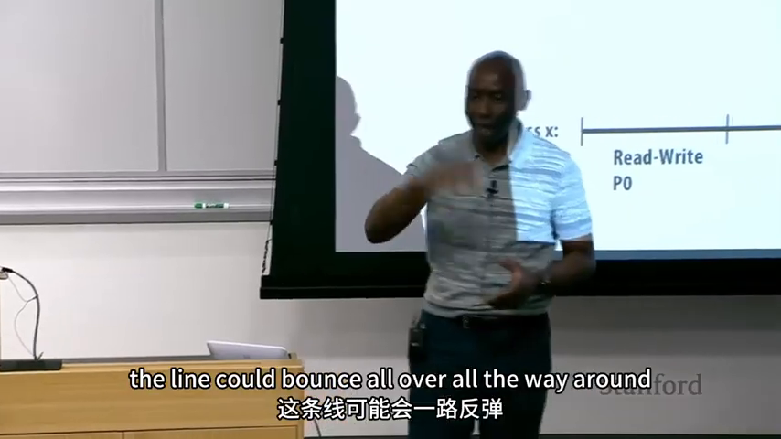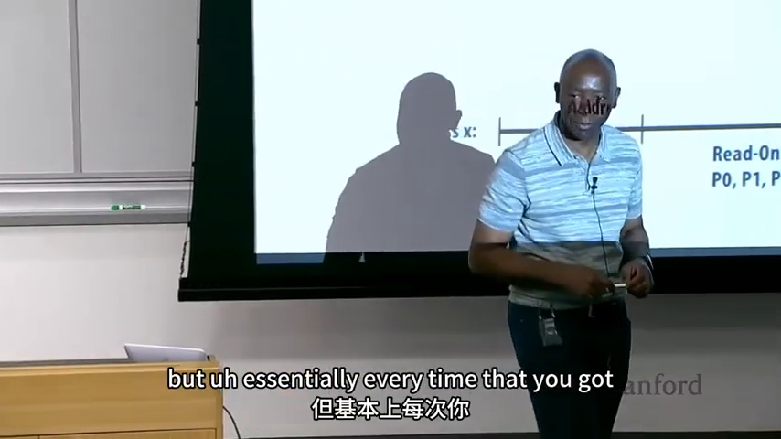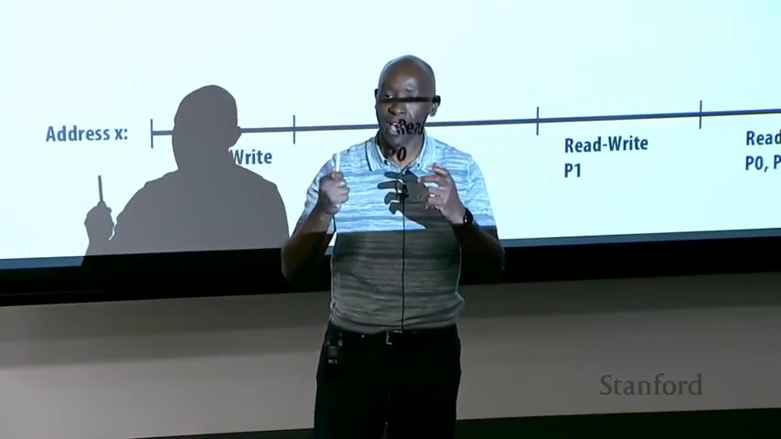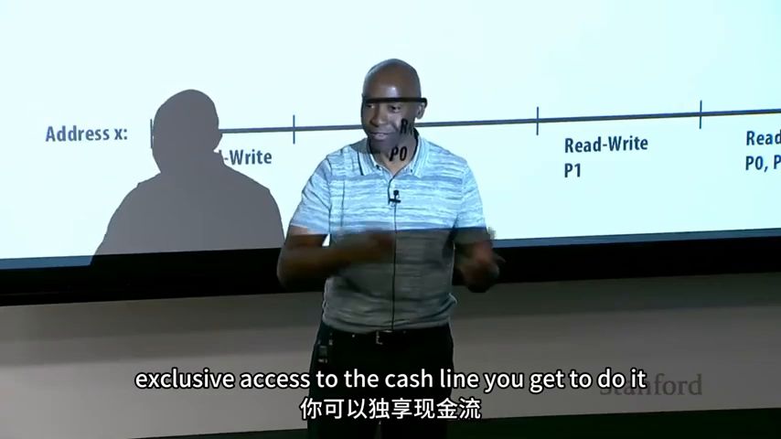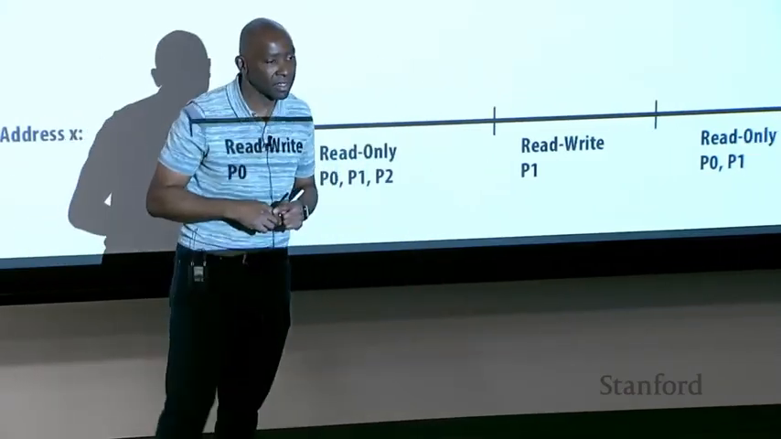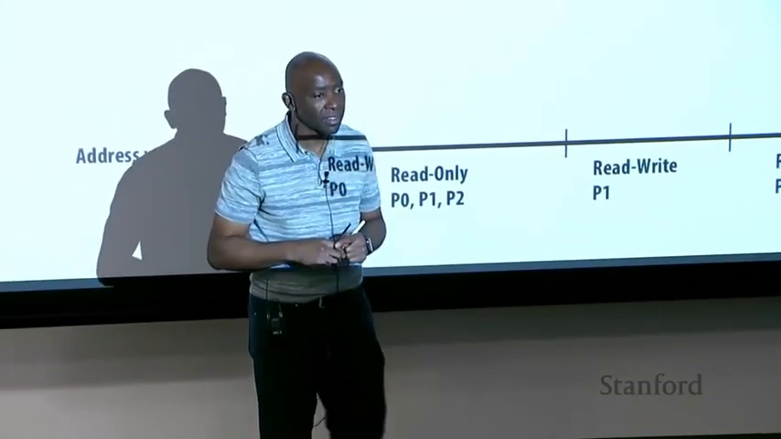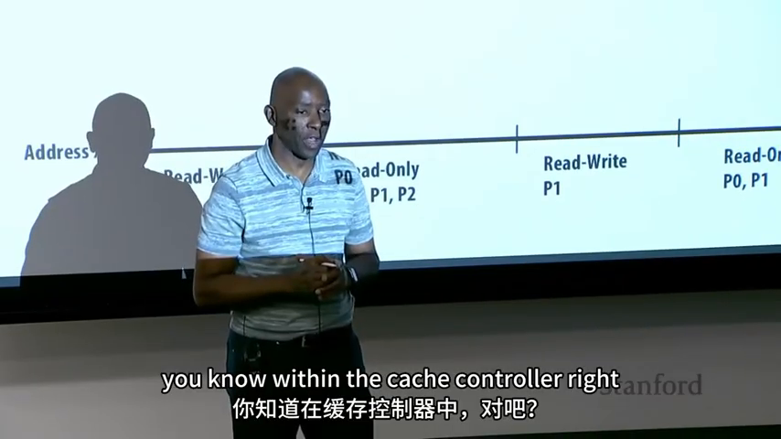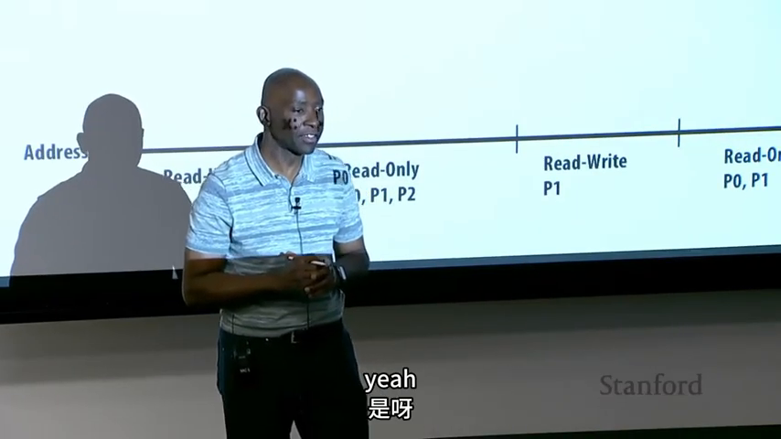So the line could bounce all the way around, but essentially every time that you got exclusive access to the cache line, you get to do a write. Where is the logic process that's used on the bus transition? Well, this is hardware that's implemented in the cache controller, right?